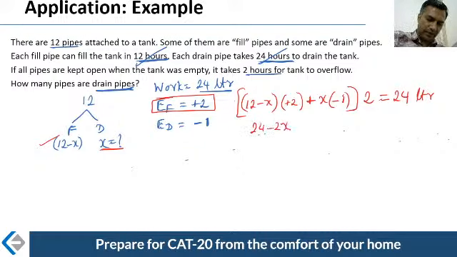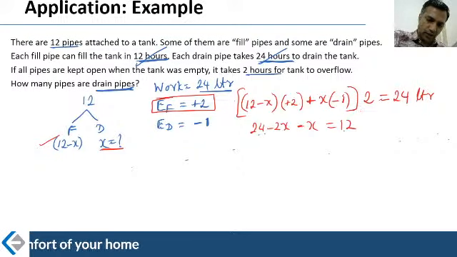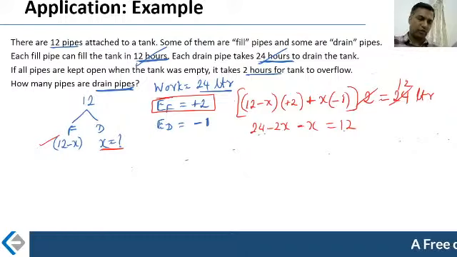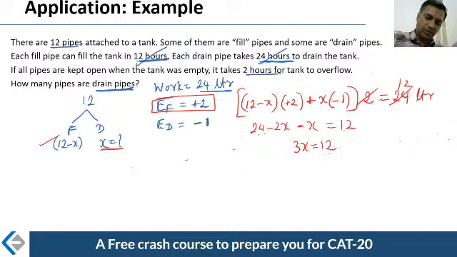24 minus 2x minus x is also equal to 12. That is 2/12 hours. Well, it is also equal to how much? 12. Okay, therefore what is it that you are trying to say? 3x is equal to 12. Simplify. 3x is equal to 12. Therefore x is equal to 4.